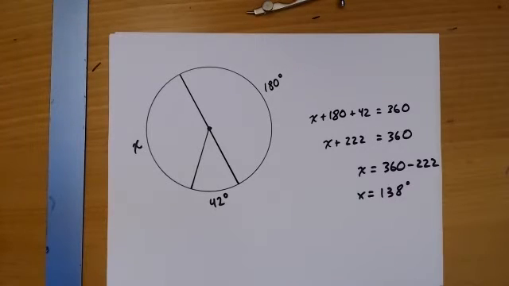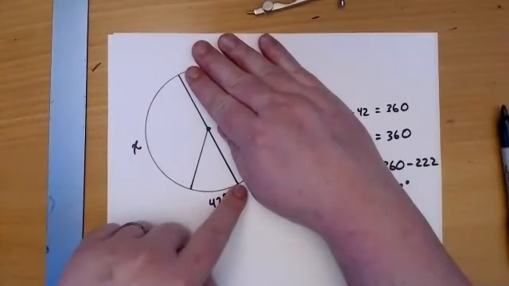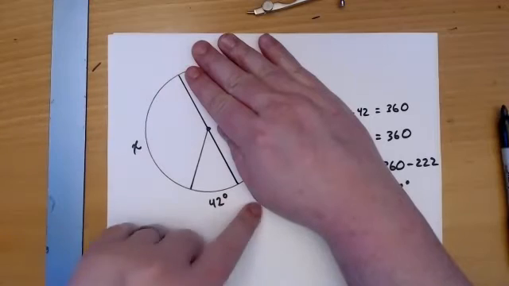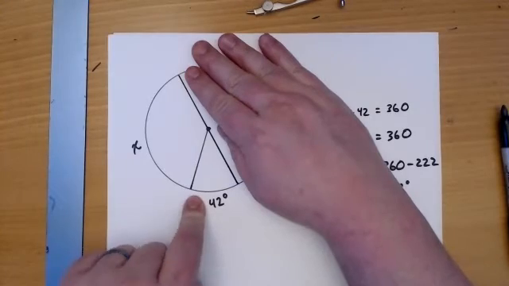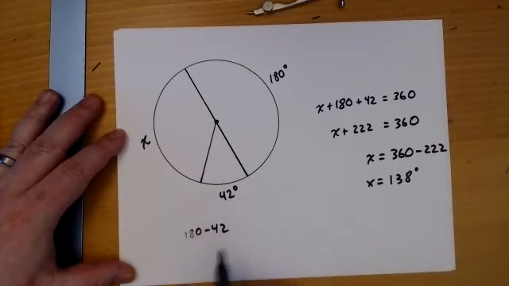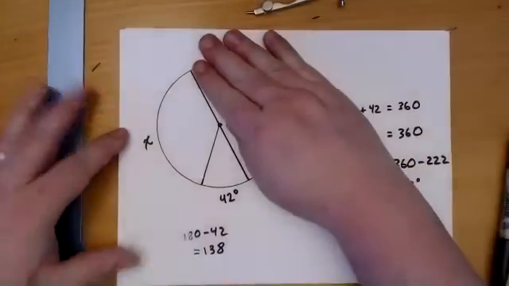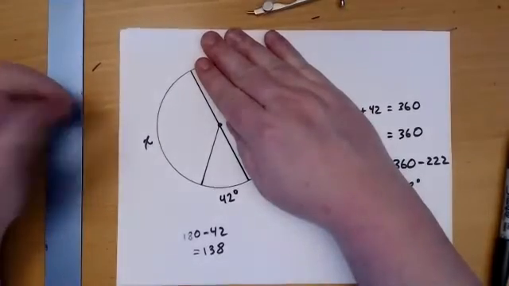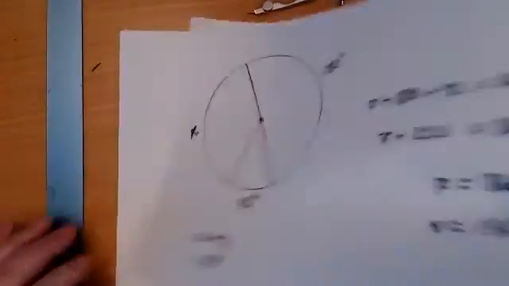Okay. Now, the other way to think about this problem is to say to yourself, well, you know what? This is half a circle. And so if this is 180 degrees, I'm just going to take away the 42. And if you did that, you'd wind up with 138 again also. So using that diameter is really, really important, recognizing them and seeing them.